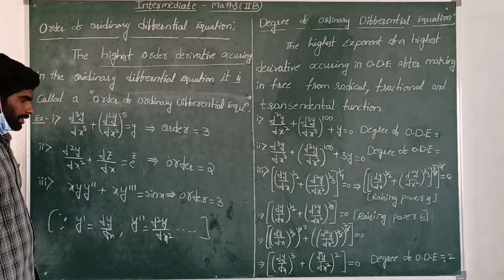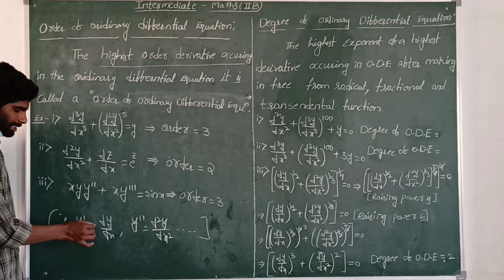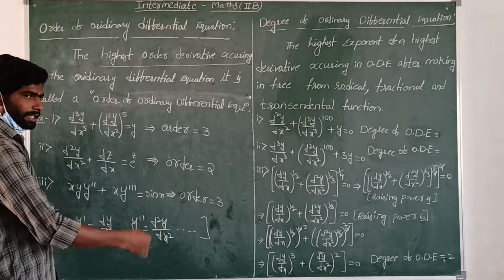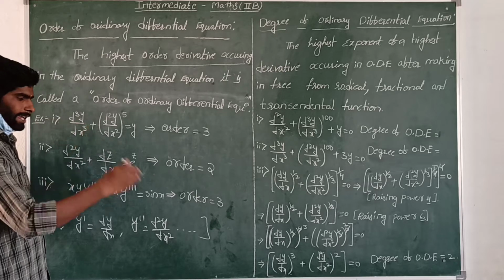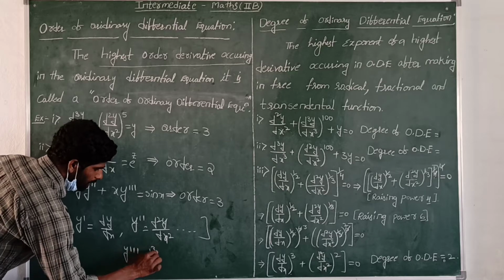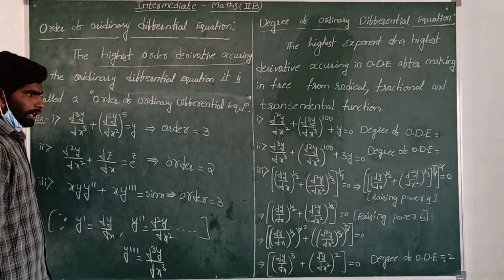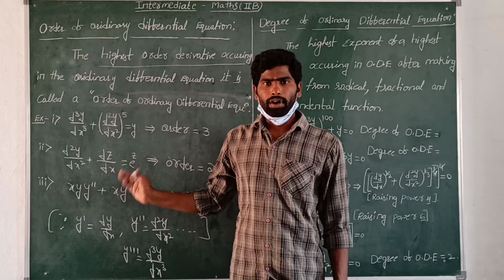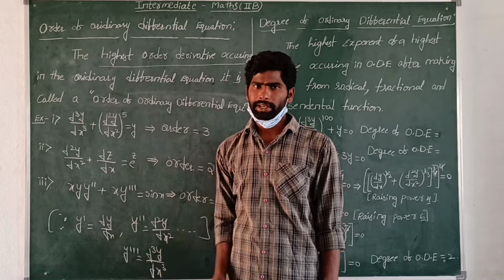How is the order equal to 3? We have to write y dash in terms of dy by dx. Y dash equals dy by dx. Y double dash equals d square y by dx square. Y triple dash equals d cube y by dx cube. Like this we are writing. So this is the order of an ordinary differential equation. Similarly, we write the order of an ODE in shortcut form.